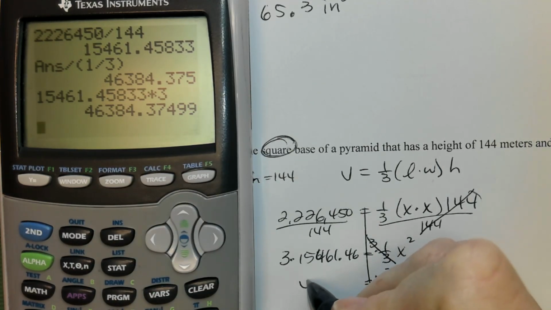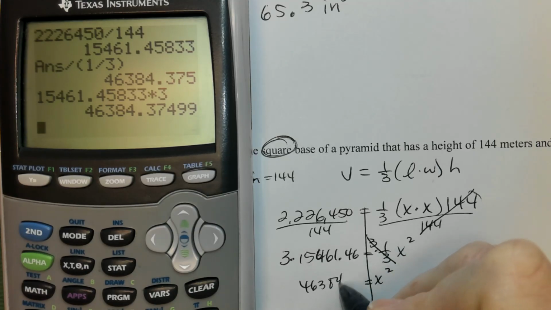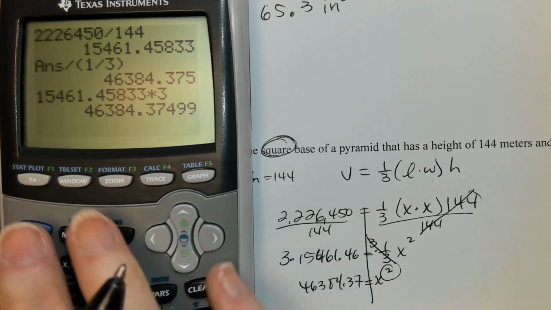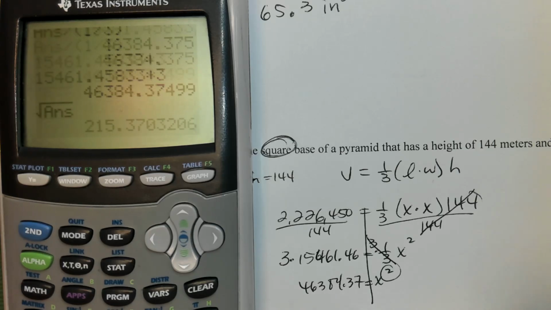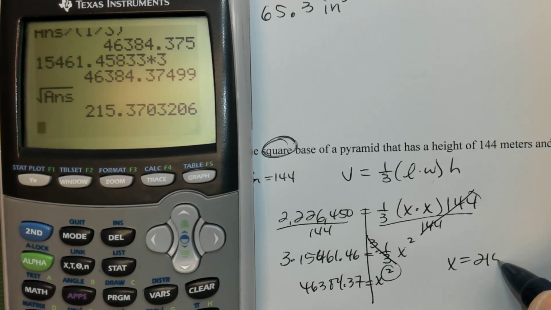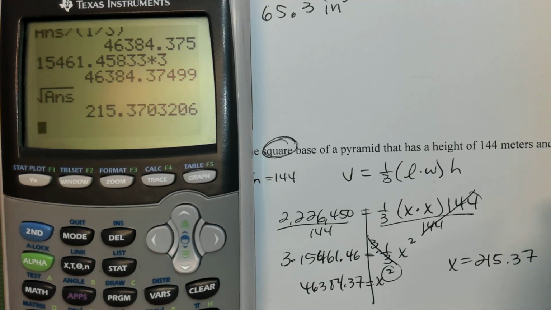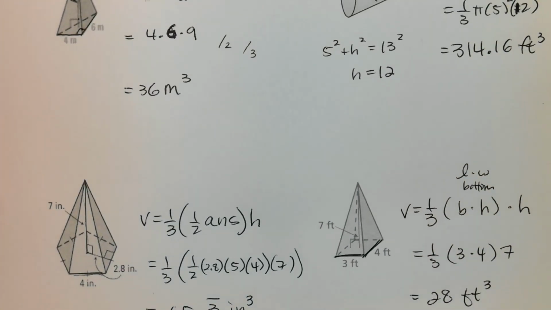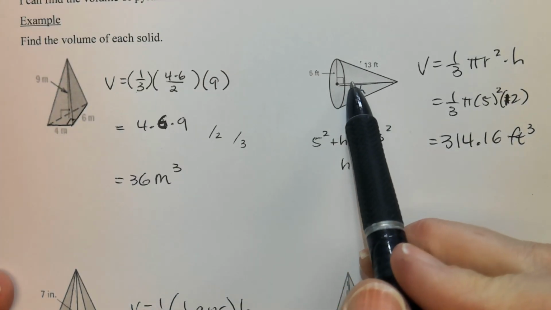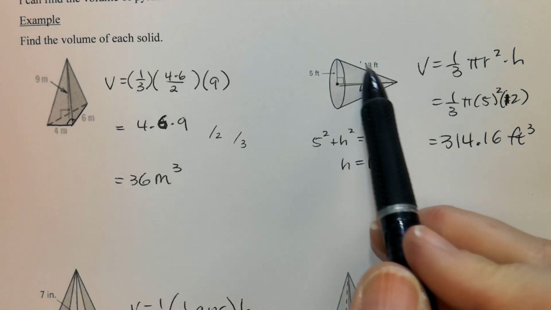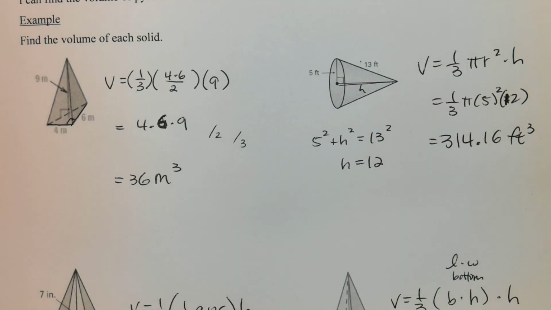So I got x squared equals 46,384, and our last step to get rid of a squared is to square root, and I end up with about 215.37, and this was meters. So that's volume for pyramids and cones. Just make sure you have a height and not a slant. There are no slants in the volume formulas.